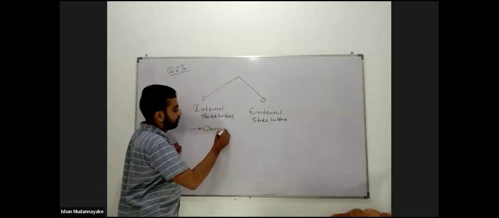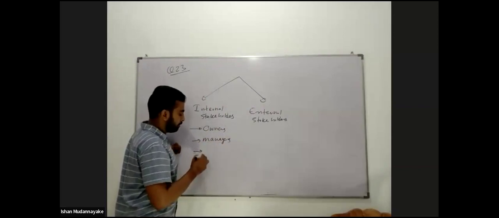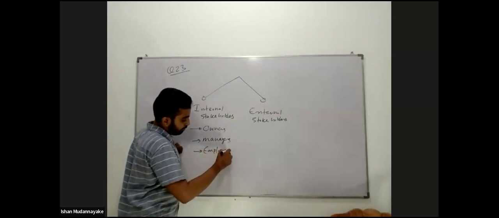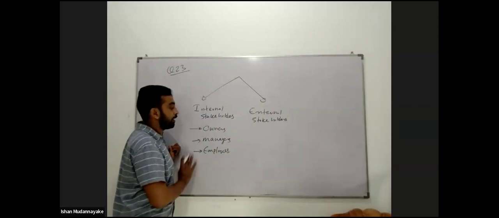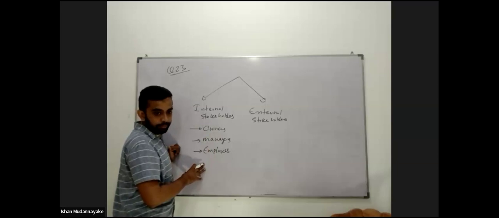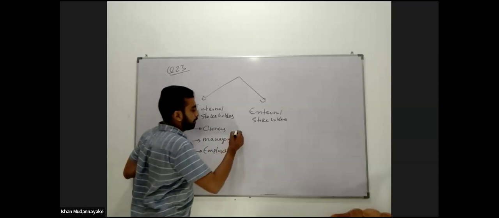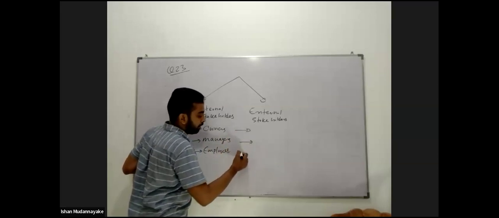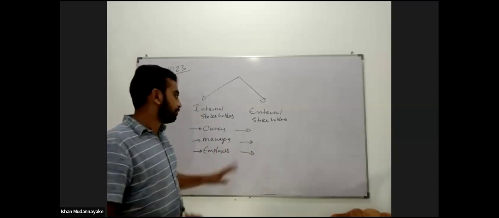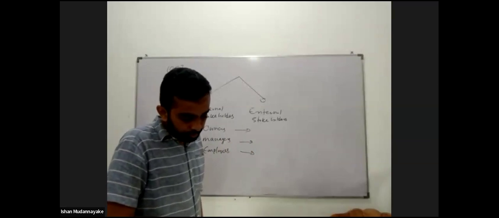Owners, managers, and employees. They are internal stakeholders, internal parties. And then all the other parties belong to external stakeholders. Please write down all the other stakeholders.